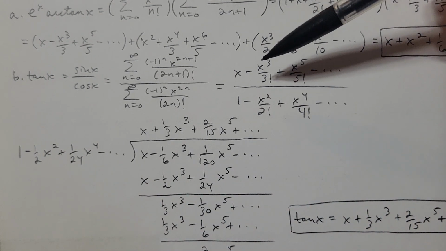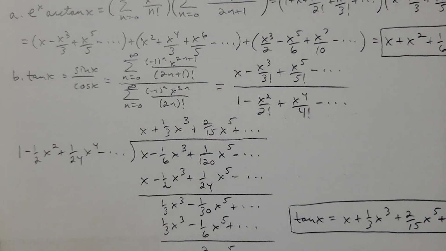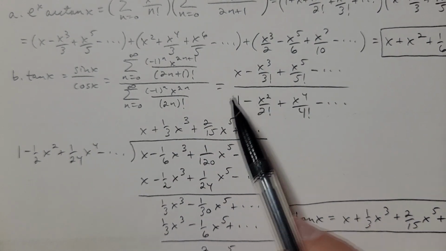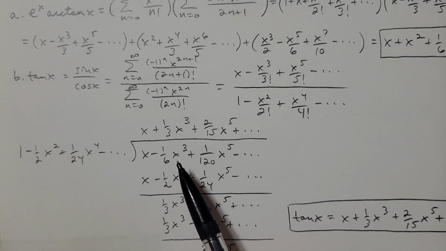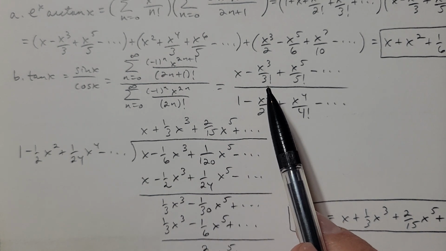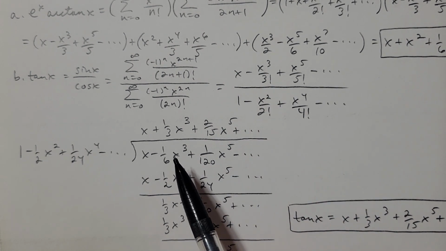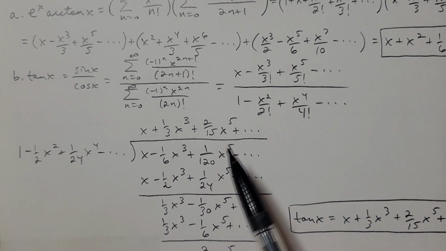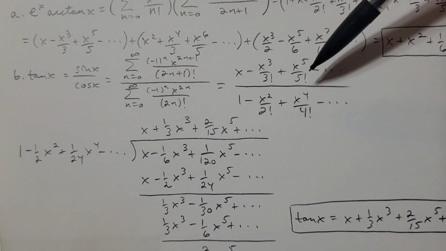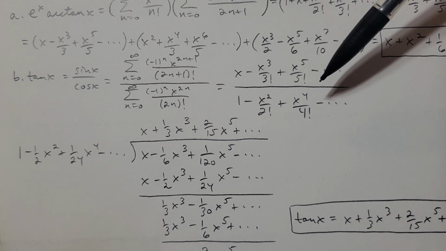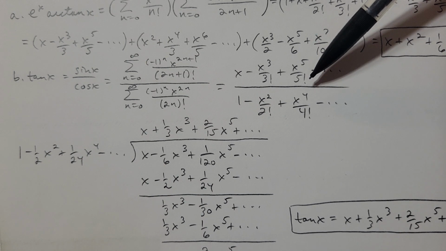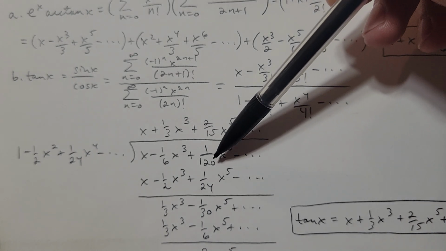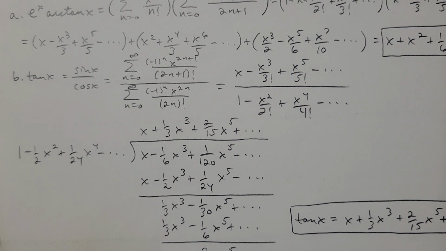Okay, and underneath the radical, let's say I've got x minus x cubed divided by 3 factorial. That's the same as 3 times 2 times 1, that is 6. Okay, plus x to the 5th divided by 5 factorial. 5 factorial is the same thing as 5 times 4 times 3 times 2 times 1. When you simplify that, that would be 120. Okay, so here's what I'm dividing so far.